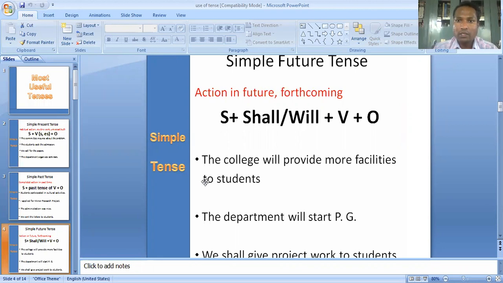येऊ घालणारी, येऊ घातलेली किंवा इथून पुढे घडणारी क्रिया आपण सिंपल फ्युचर टेन्स मध्ये वापरतो. The formula is subject plus shall will plus verb plus object. Very simple formula. Can you read the formula, Kanade?